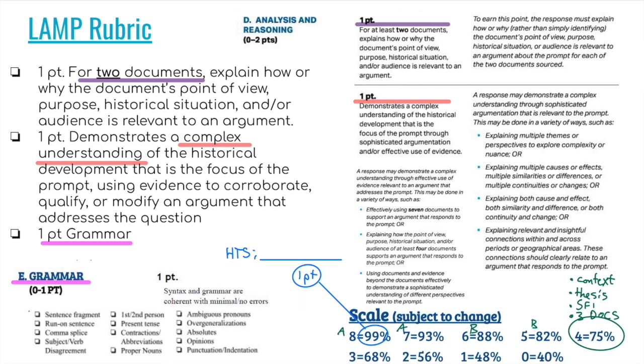After you get past the 4, that's when you start moving into D and F territory, with a 3 being a 68, so almost a C, a 2 being a 56, and then a 1 being a 48. So what is this 0 out of 8? What does that refer to?